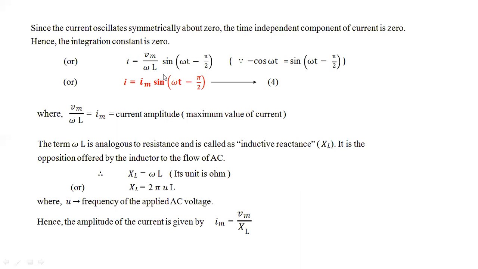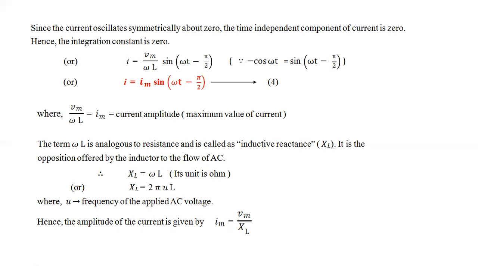Here Vm upon omega L is nothing but Im, the current amplitude, which is the maximum value of the current. Now what is the term omega L? It is analogous to resistance and is called the inductive reactance. This omega L term is analogous to resistance.